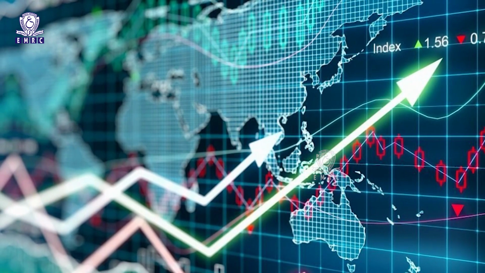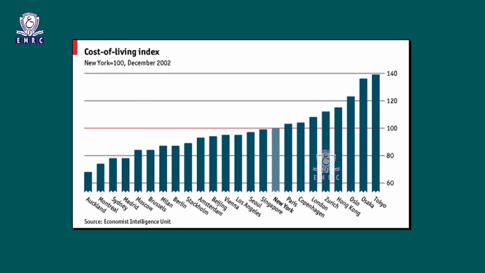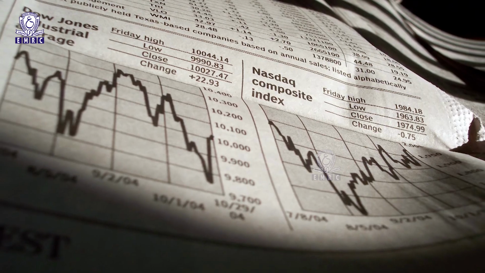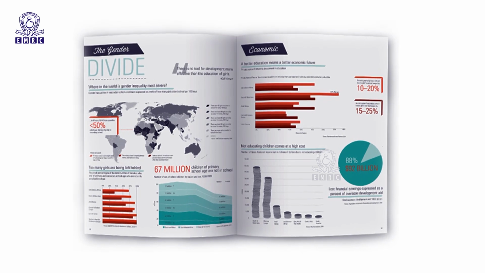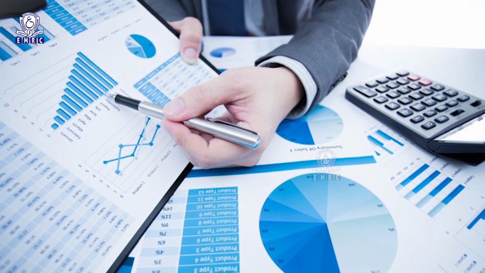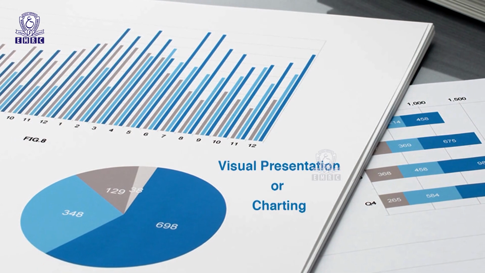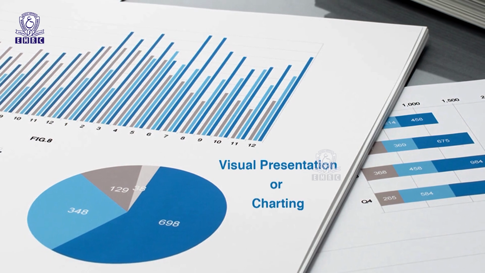Practically, every day we can find the presentation of stock market index, the cost of living index, etc. in newspapers, television, magazines, reports, etc. in the form of diagrams and graphs. This kind of presentation is also termed as the visual presentation or charting.